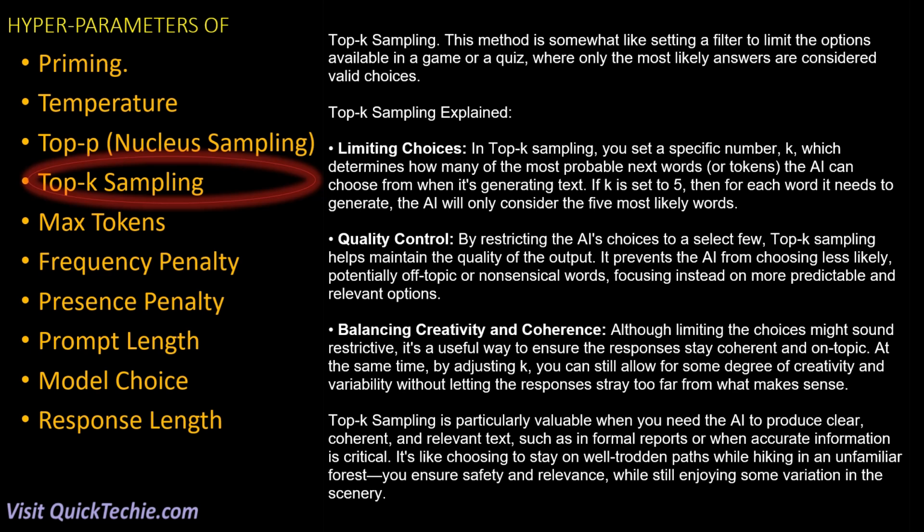Top K sampling is particularly valuable when you need the AI to produce clear, coherent, and relevant text, such as in formal reports or when accurate information is critical. It's like choosing to stay on well-trodden paths while hiking in an unfamiliar forest. You ensure safety and relevance, while still enjoying some variation in the scenery.